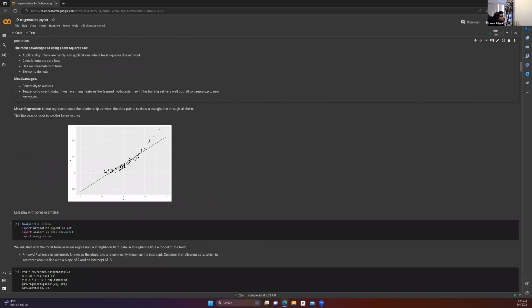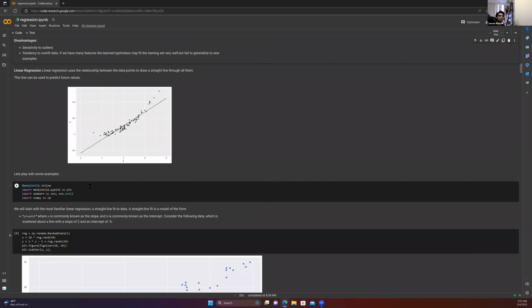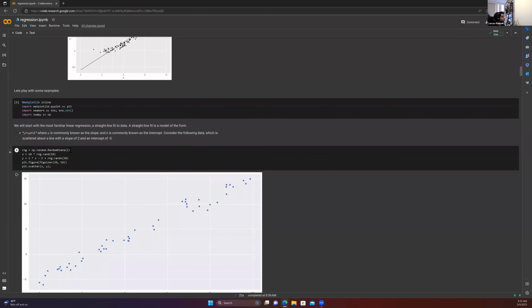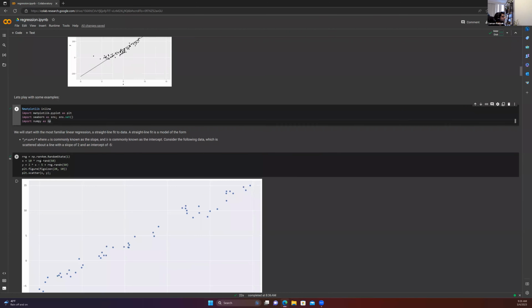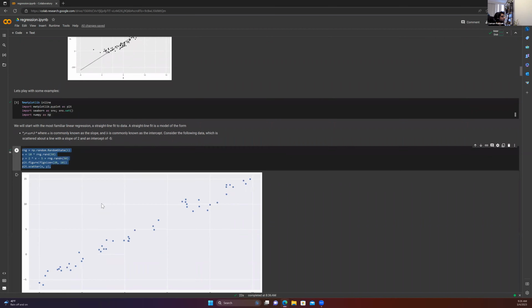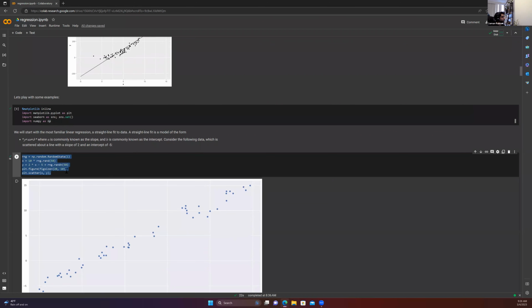So here's linear regression again. We talked about using the relationship between data points to draw a straight line through all of them. This is another example of that. If you want to implement one in Python, it's really straightforward. The software libraries that you would use are NumPy, Seaborn, and Matplotlib, which you usually import at the top of your program. That's how I would generate my data points.